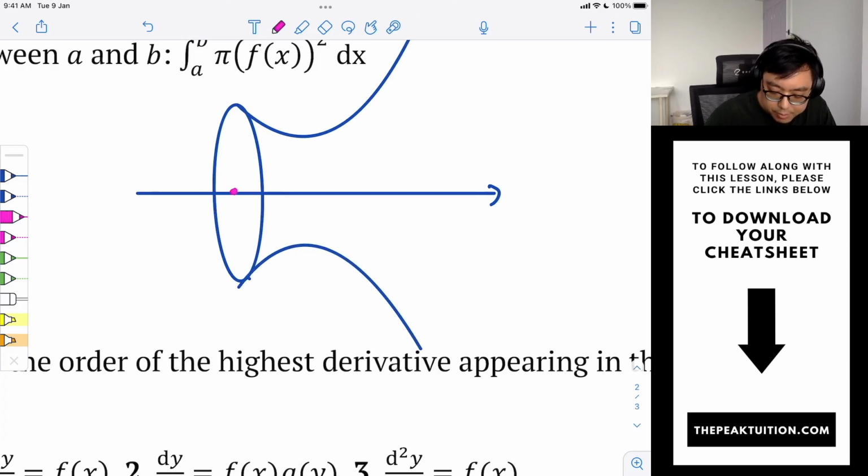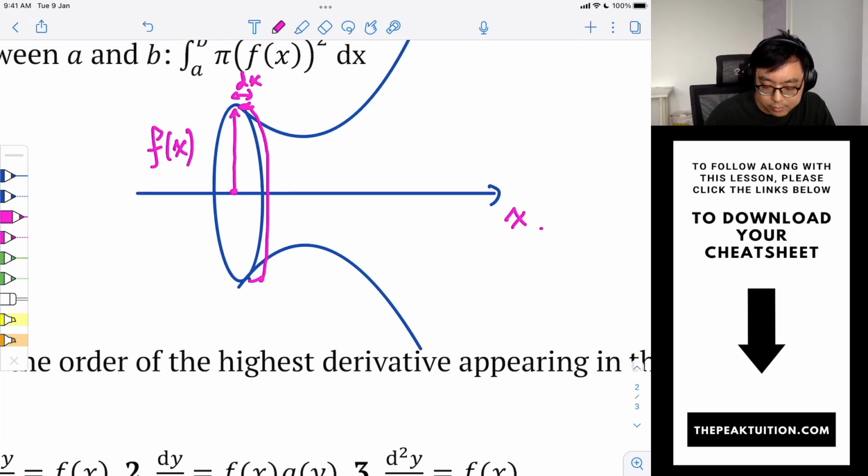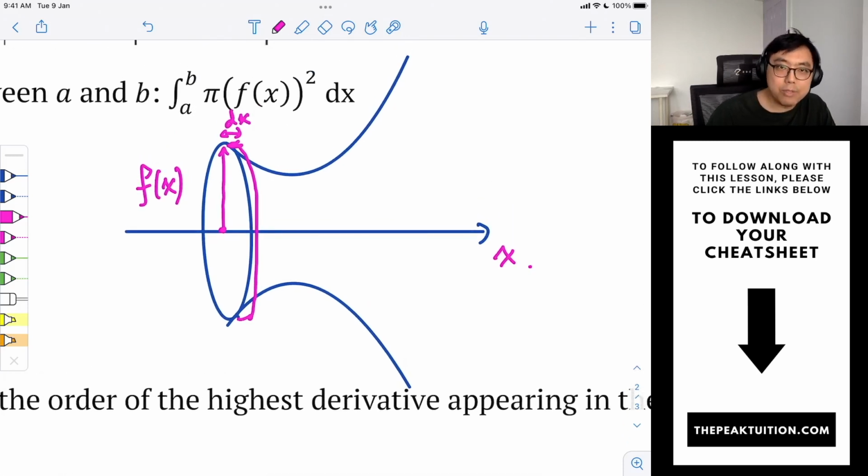So this is like a single block of cylinder. And we can cut out one slice like this. This one slice has a width of dx. If this is the x-axis, this has a width of dx, and the radius of f(x).